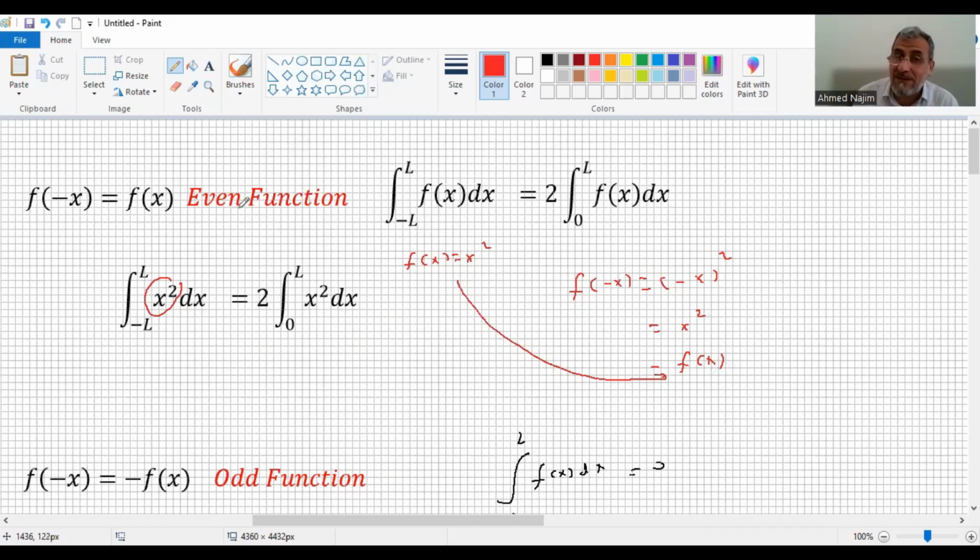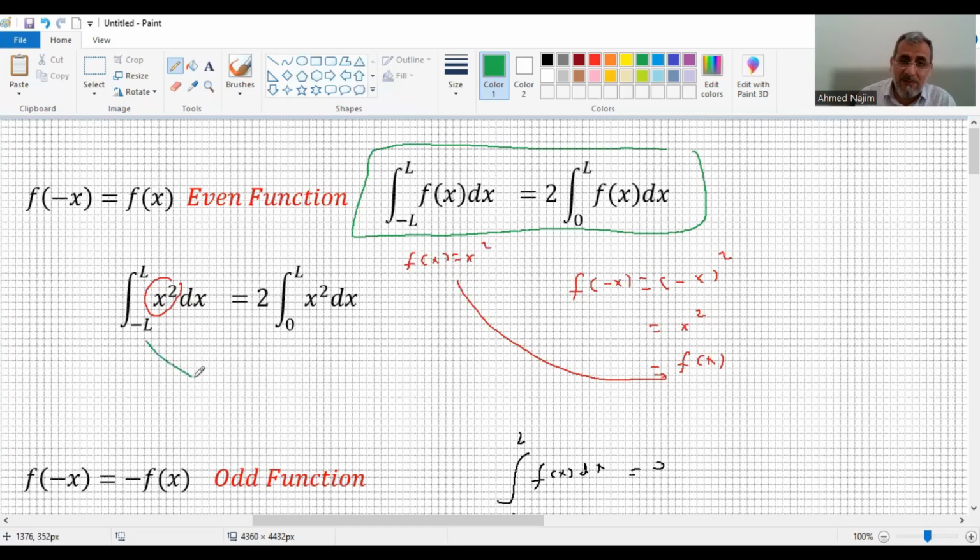If it is an even function, the integral from negative L to L of f of x equals 2 times the integral from 0 to L. If it is even and continuous from negative 2 to 2, it equals 2 times the integral from 0 to 2. If negative 4 to 4, it will be 2 times 0 to 4. If negative 5 to 5 and f is even, it will be 2 times 0 to 5, and so on. So in this example, if I take x squared, it will be 2 times from 0 to L, because x squared is even.